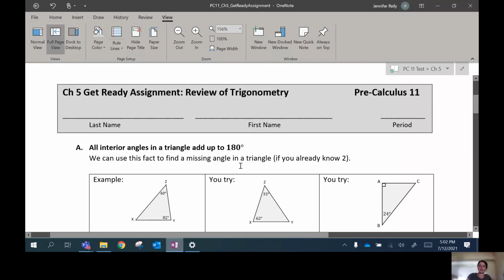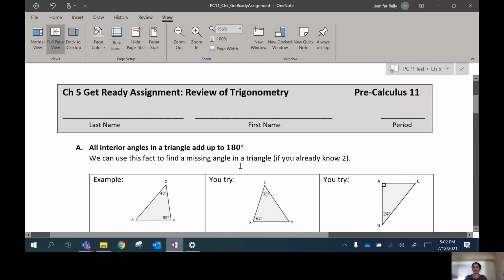and we know angle Z is 40 and angle Y is 82 already. All we would have to do, since we know the total is 180, is take 180 minus the 2 angles we already know, and that's going to tell us what's left over and what must be the measure for angle X. So that would be 58 in this case.